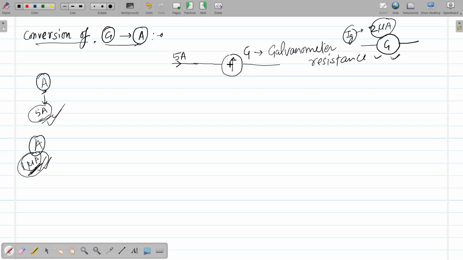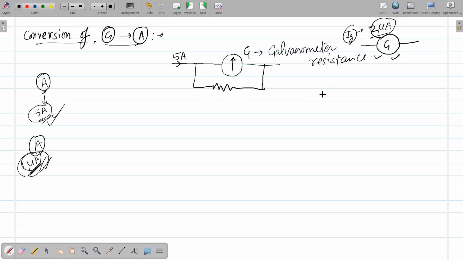And it cannot be done, as I told you earlier, with this galvanometer, because it has a very small current range. So in order to make sure that this galvanometer works safely, we'll have to connect some resistance in parallel with it. Are you getting this thing? We'll have to connect some resistance in parallel with this.